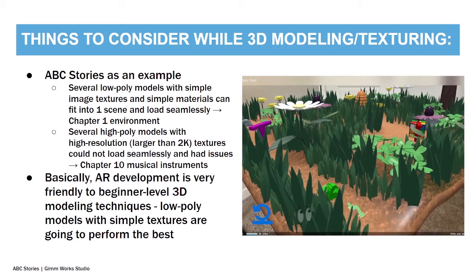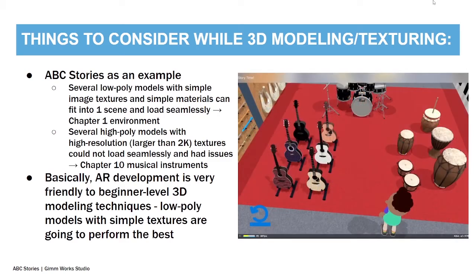For Chapter 1's environment in the app, I created several low poly models with simple image textures and simple materials. All of this can load into the scene really seamlessly and quickly. However, we had to make some serious adjustments for Chapter 10's environment in the app because it included a lot of 3D models with really high resolution textures. So while in Chapter 1, I was using mostly simple materials and image textures, the instruments in Chapter 10 used textures that were at least twice that size. So we had to reduce the resolution on those in order to get the scene to load seamlessly.